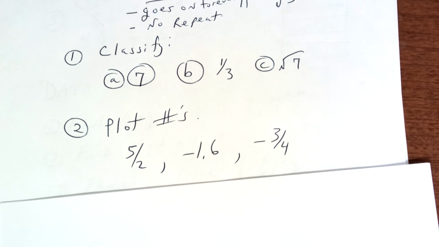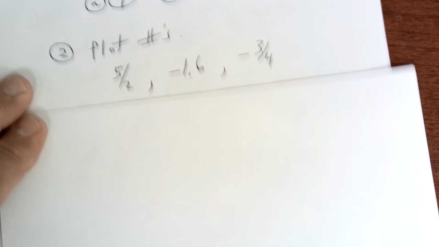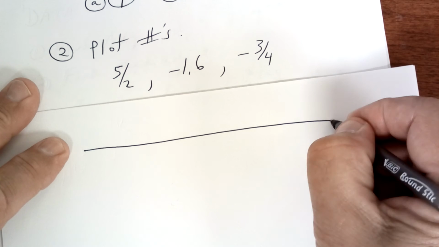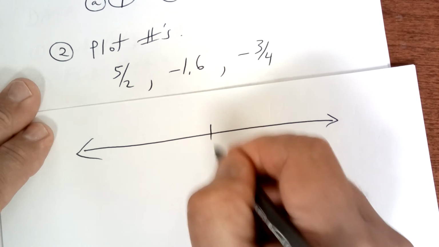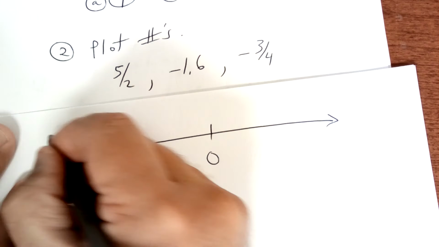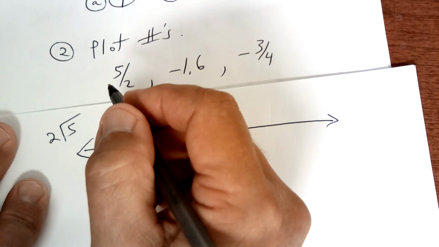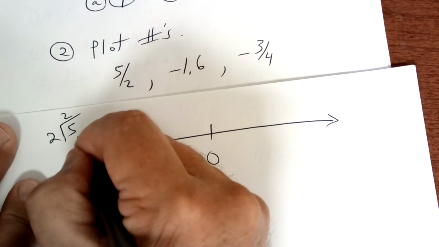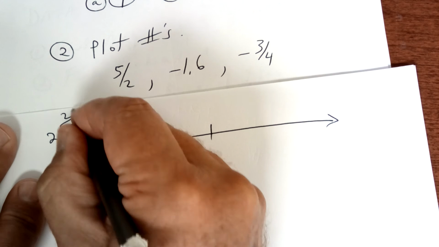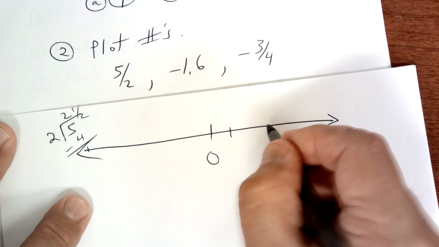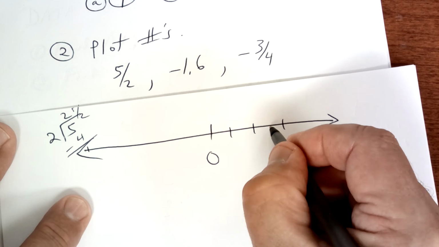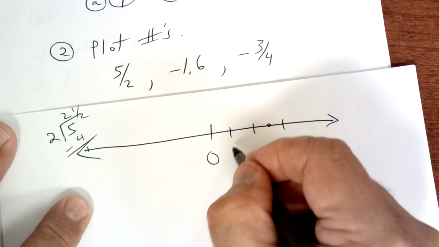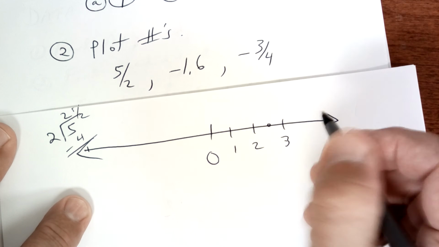So we're going to plot these. Here's a number line. Here's 0. 2 goes into 5 2 times with 1 left over. So it's 2.5. So 1, 2, 3, so 2.5 is right here. Copy that down.